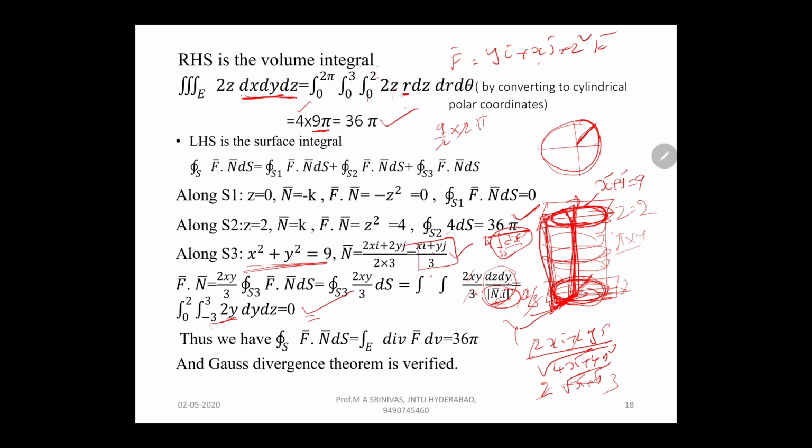Anyway, it's very easy. From minus 3 to 3, y is an odd function. The integral from minus 3 to 3 of an odd function is 0, so straight away we can put it. Therefore, for S3, it is 0. For S1, it is 0. For S2, it is 36 pi.